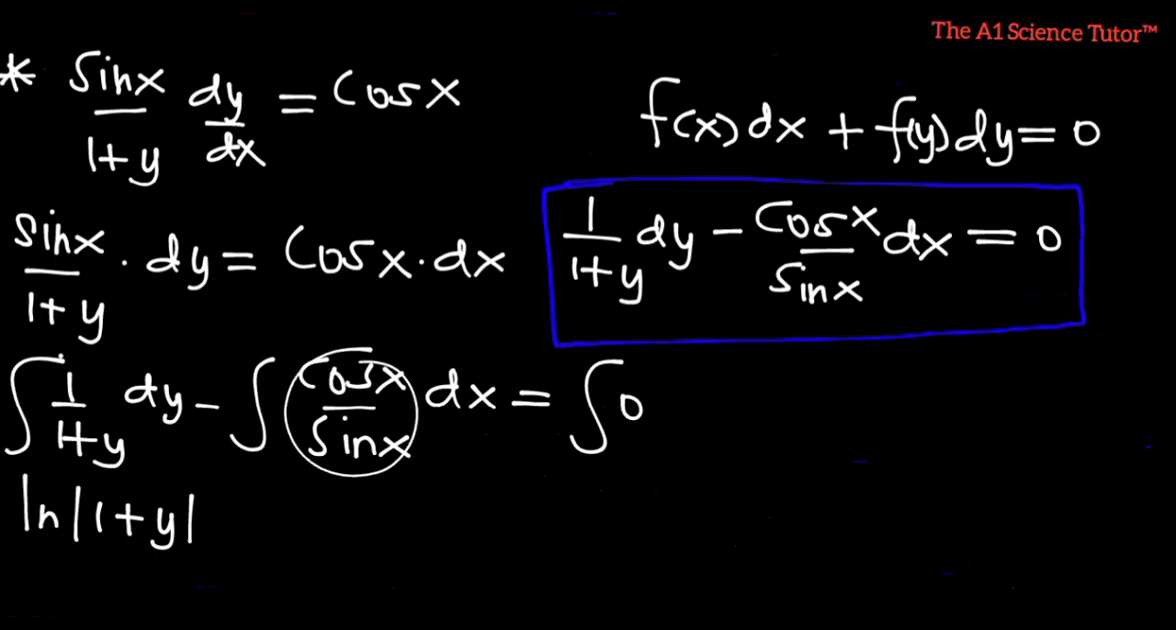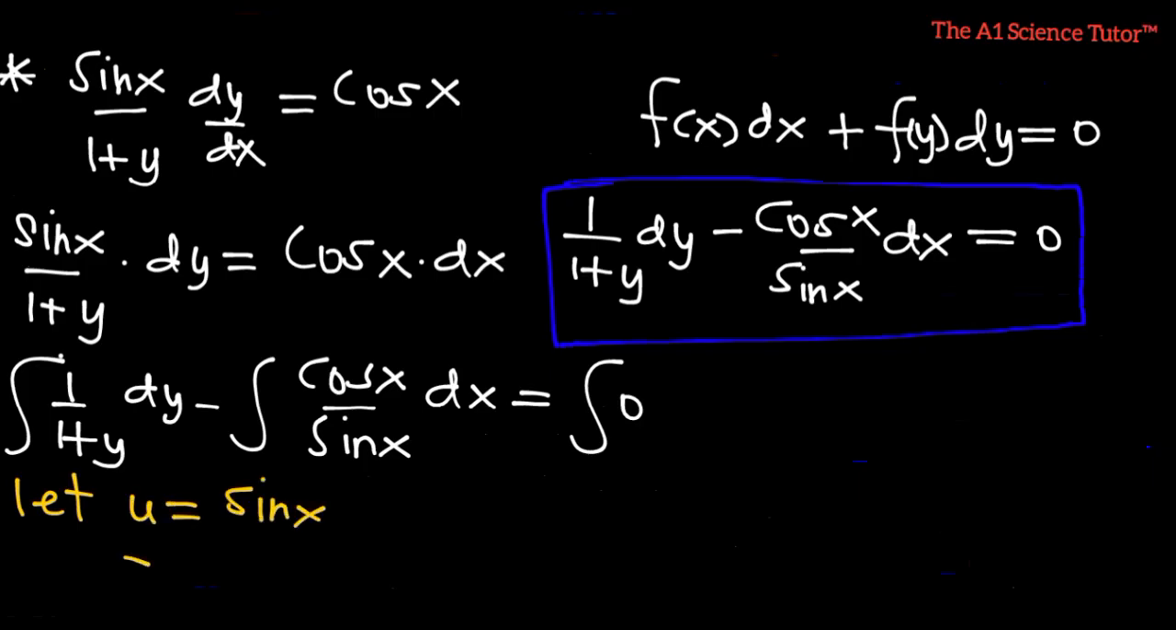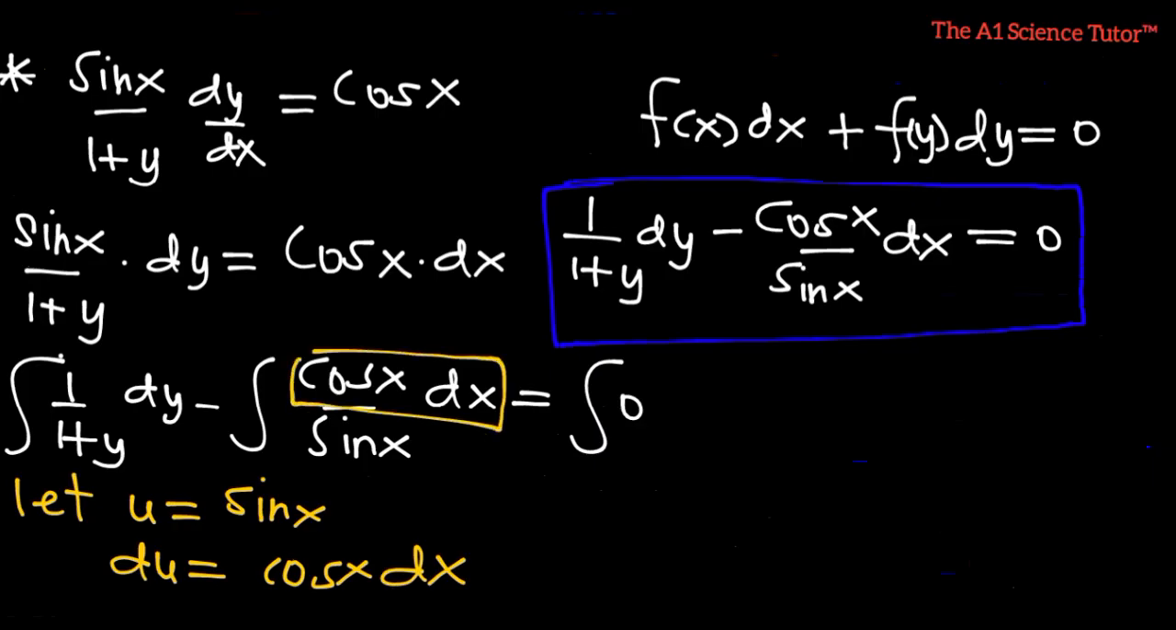Now this, how can we solve this? We need to use the method of u substitution. So before I do this one, let me just evaluate that. Let's say u is equal to sine x. So du will be equal to cos x dx, right? Now we already know that there is a cos x dx here, so I will replace that with a du.